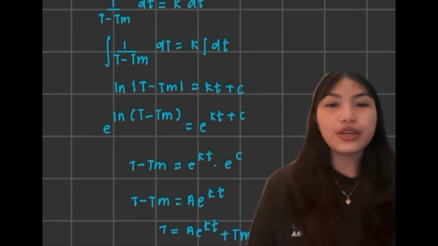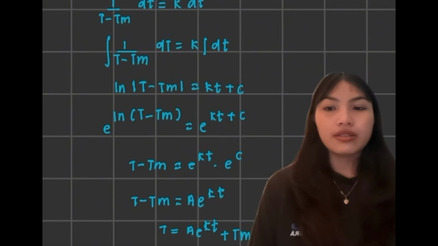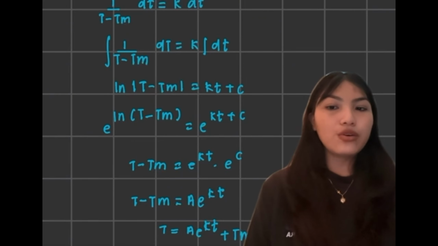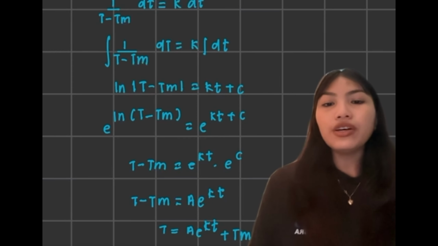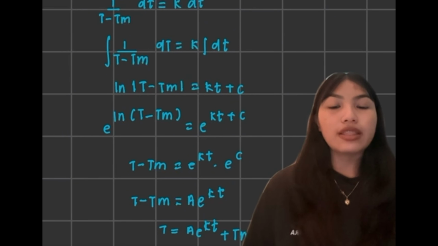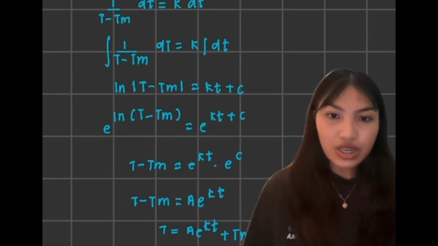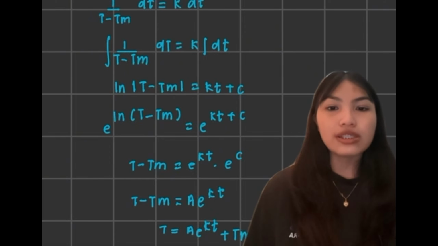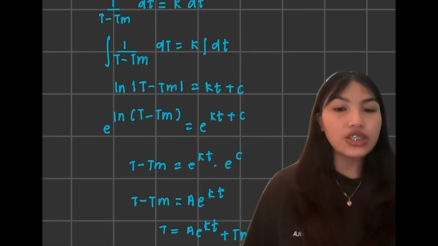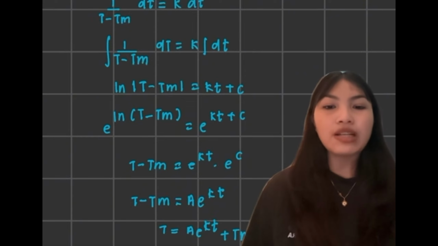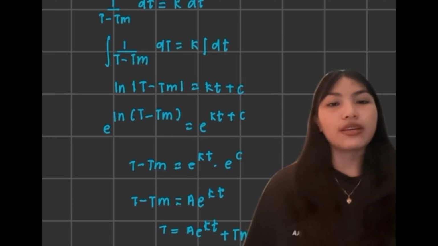Finally, we rearrange the equation to make T the subject. From here, we know that T = A e^(kt) + Tm. In conclusion, this final equation shows that the temperature changes exponentially with time and gradually approaches the surrounding temperature Tm. The constant k controls how fast this change happens, while the constant A depends on the initial temperature of the object.